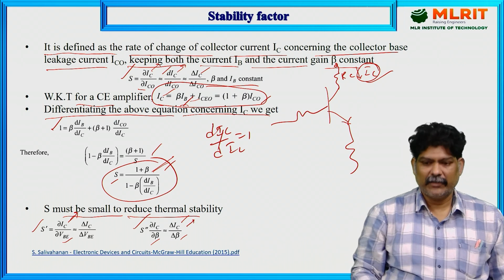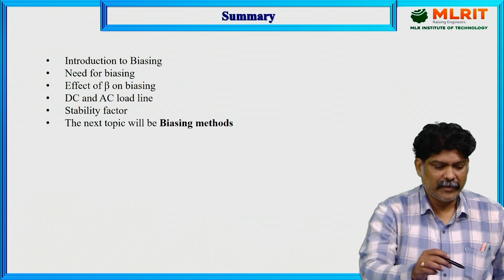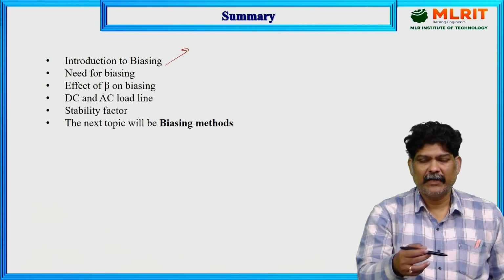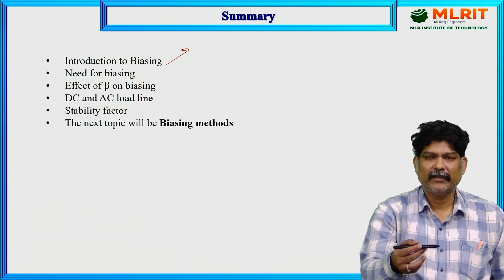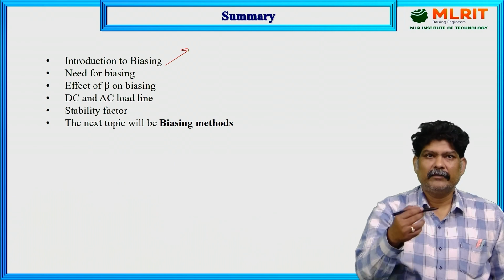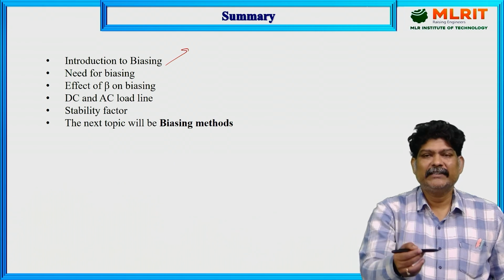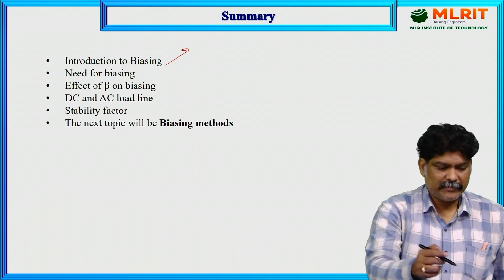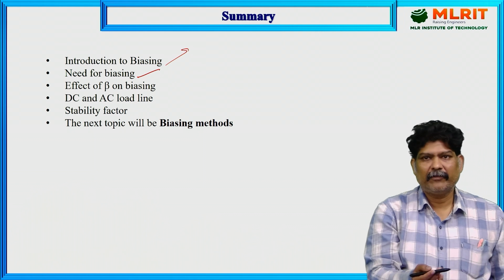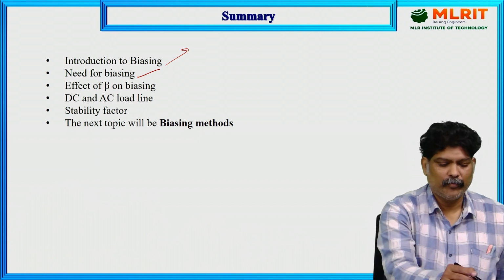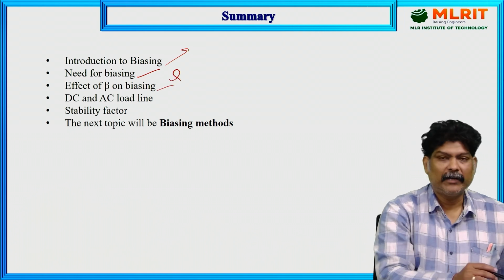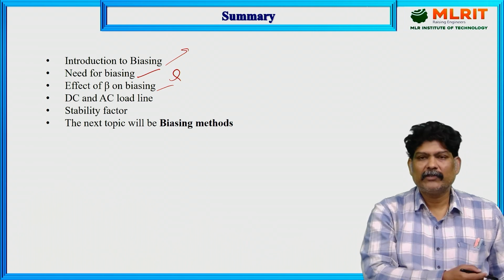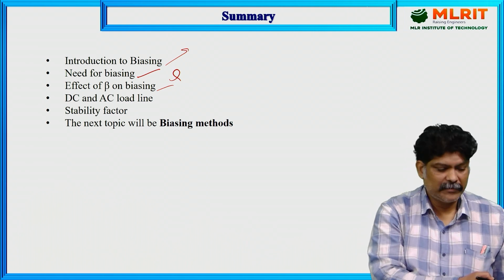So that is about today's session. Today we have learned, starting with the introduction to biasing. What is biasing? Biasing is adding external voltages to the particular device, to maintain proper DC conditions, DC values, in order to handle the time varying signals. And what is the need for biasing? In order to maintain a proper Q point, and then the effect of beta. VBE changes, IB changes, and correspondingly the Q point also changes. So that is the effect of beta on biasing.